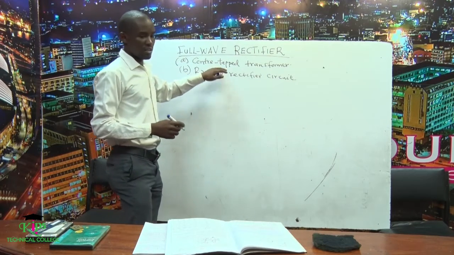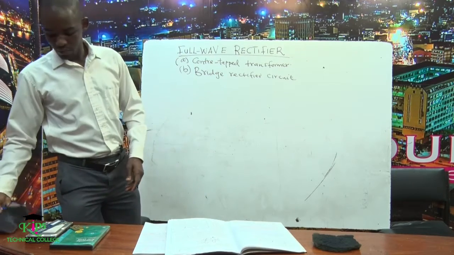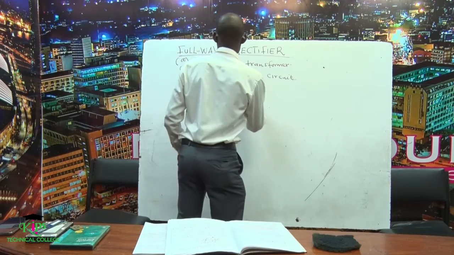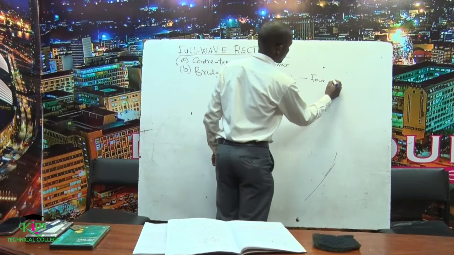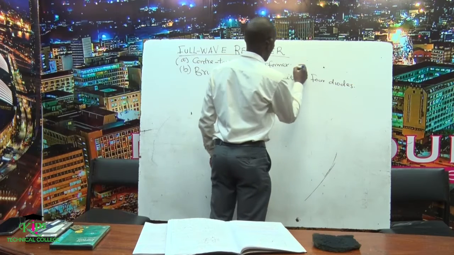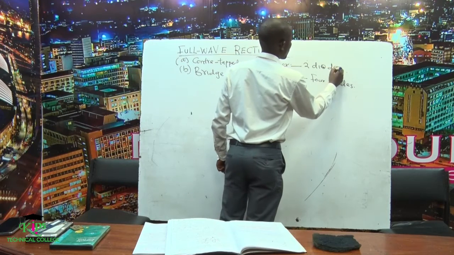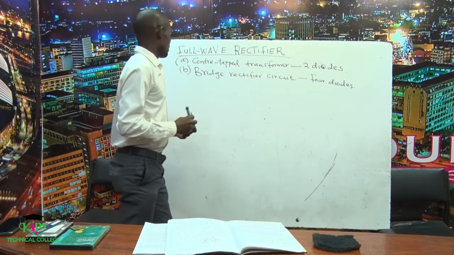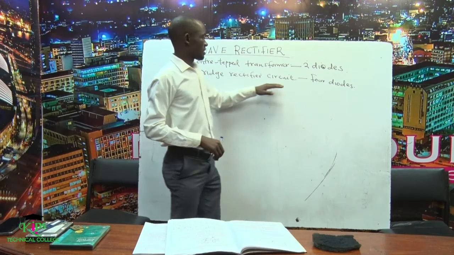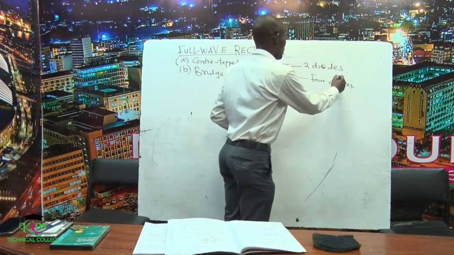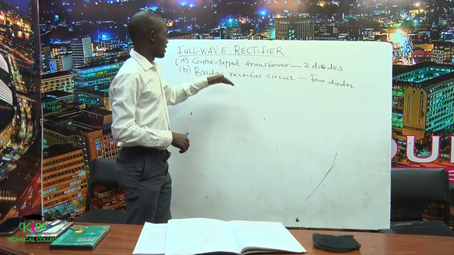For a center tapped transformer, we will only be using 2 diodes, but for a bridge circuit we'll be using 4 diodes. So I've said for center tapped transformer we use 2 diodes, for bridge rectifier circuit we use 4 diodes. So those are the 2 cases whereby we need to differentiate between a center tapped transformer and a bridge rectifier circuit.